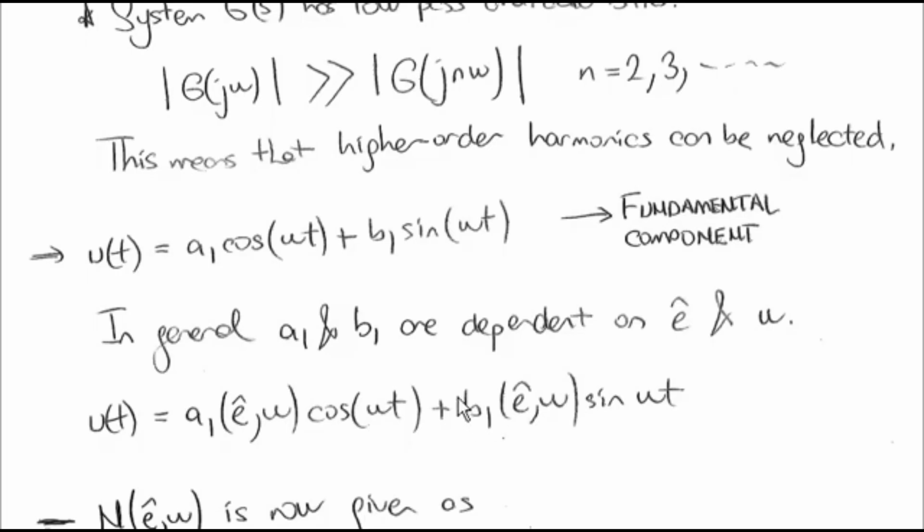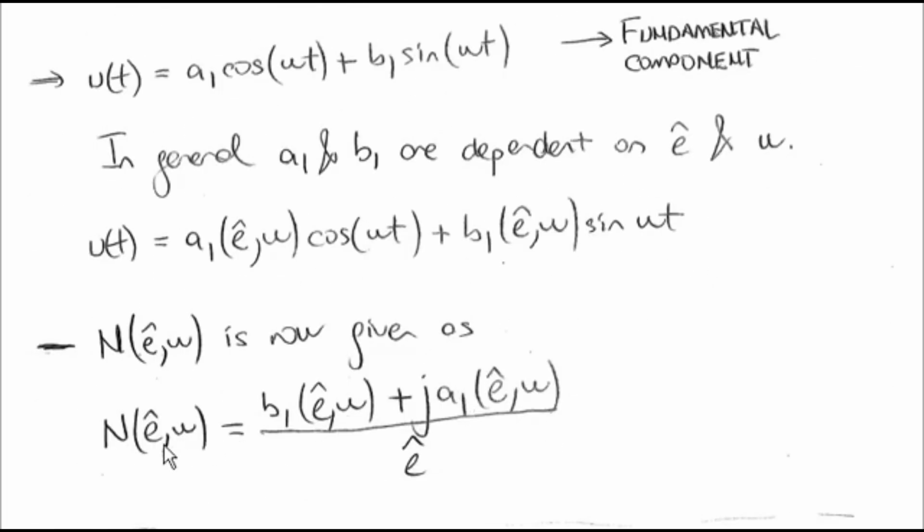So by using this fact, we can actually calculate the frequency response of the system, which would give this output to the input E hat sine omega t. And I have an amplitude transformation from E hat to A1 and B1. So this amplitude transformation is actually represented by the division by E hat here. And I know that sine is converted into a cosine with the frequency domain representation J here.